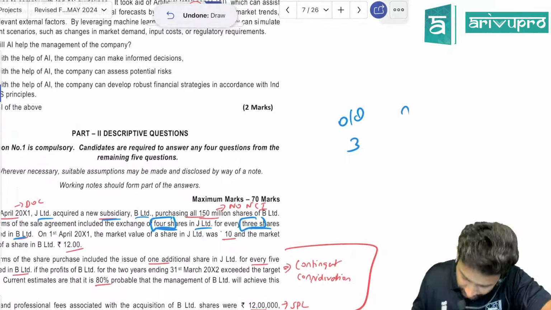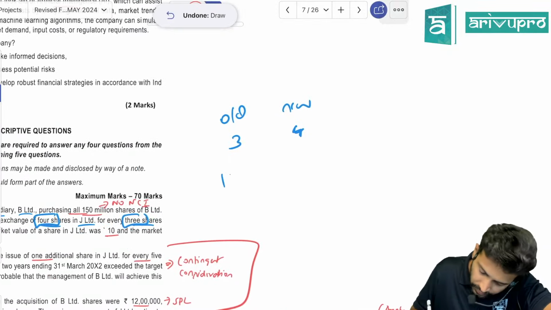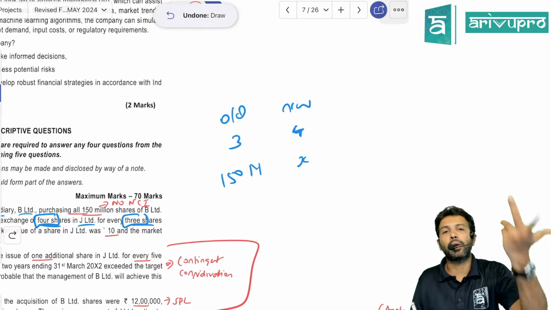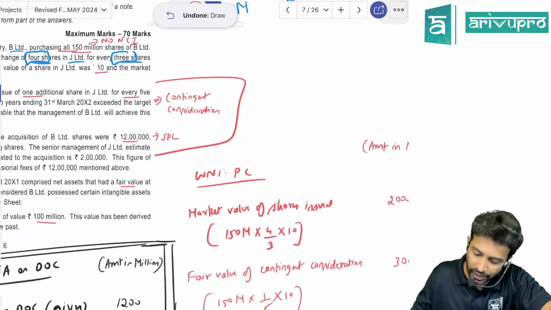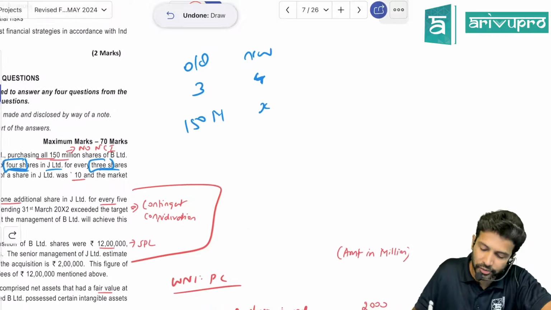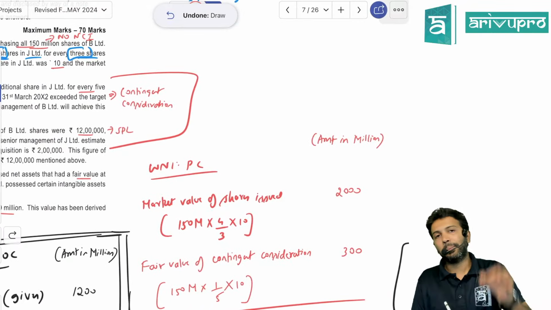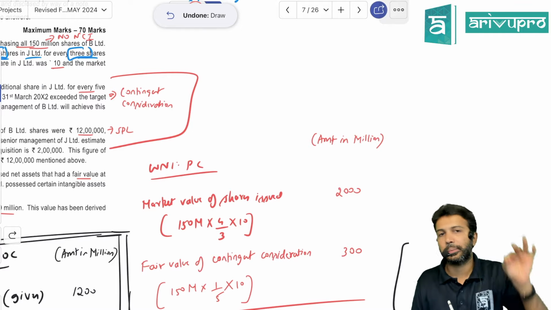And how many total shares does the subsidiary company have? They have 150 million shares. For 3, if you are issuing 4, then for 150 million, how many shares? That's what we need to calculate. So it will be 150 million into 4 by 3. If you do cross multiplication here, it will be 4 by 3. So if you do this, you'll get the number of shares given by the parent as purchase consideration.